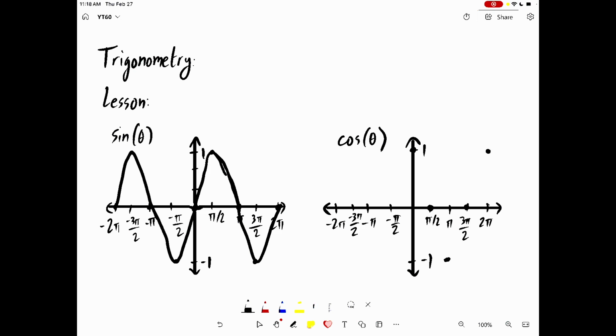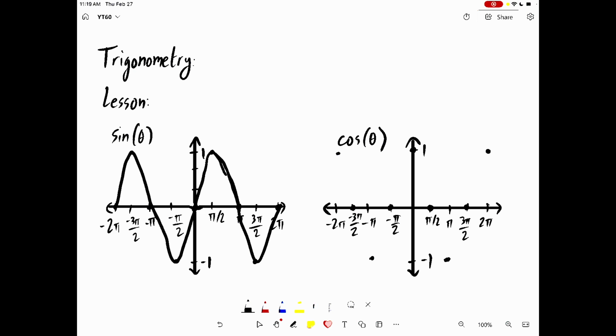Now, for cosine of negative pi over 2, if you watched the video of proving cosine of pi over 2 minus theta is equal to sine theta, you'll know that cosine theta is an even function. And even functions have the same value whether the input is positive or negative. So negative pi over 2 will have the same value as pi over 2. Negative pi will have the same value as pi. Same with negative 3 pi over 2 and negative 2 pi.